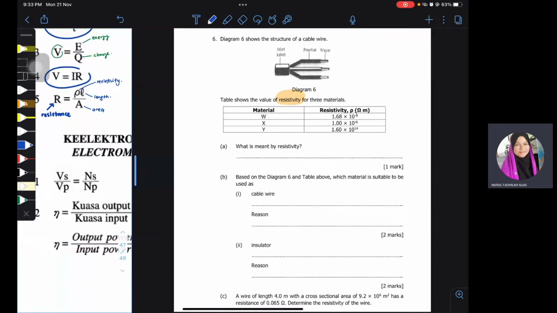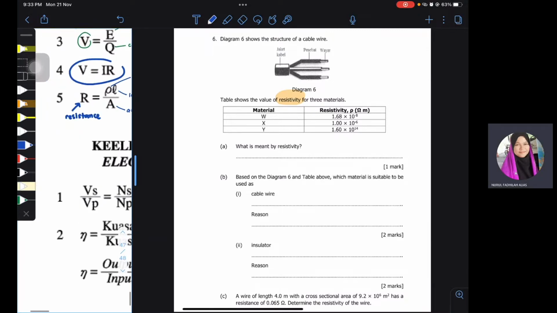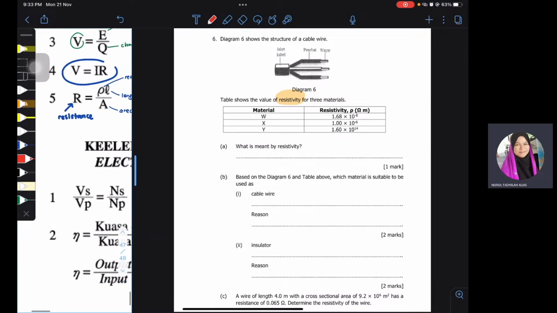So what's resistivity? Jadi kita tengok, you cannot use the formula. So formula ni can be used for calculation. Tapi kalau dia nak definition, you cannot write the formula. So take note. You have to write something at your formula sheet. Tulislah dekat mana-mana. Ni formula ni cannot use as definition. How to spell definition?